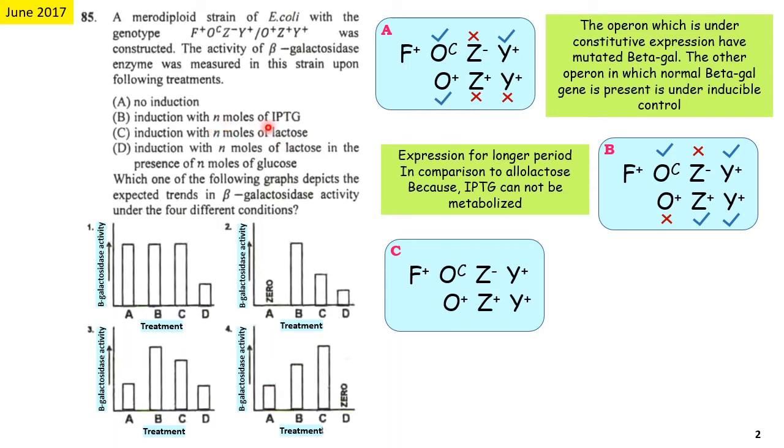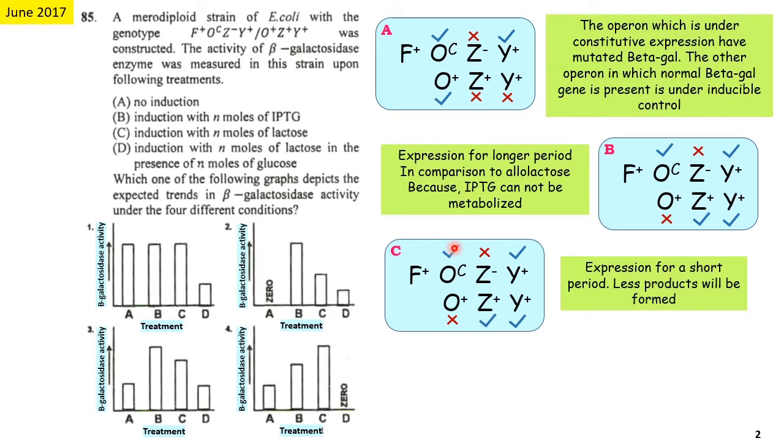So we have used n mole of IPTG and n mole of lactose, and when these two are equal, obviously in case of IPTG there will be production of a large amount of beta galactosidase enzyme, and as these two are inducer molecules, C will have the same condition as B, but here a smaller amount of beta galactosidase will be produced in comparison to IPTG. So the first operon we are going to ignore, and as the repressor molecule will not be able to bind to the wild type operator, these two genes will express, and so expression for a short period, less product will be formed.